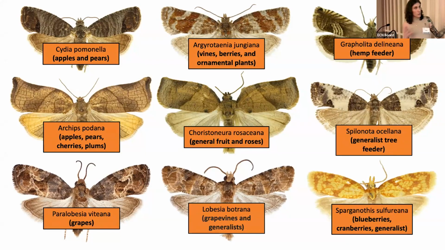And then what's really frustrating is a lot of them are generalists. They're very, very polyphagous and can feed on numerous different plants. And something you might notice here too is that all these species, despite being small, are quite characteristic. Even the layman probably wouldn't confuse too many of these with one another.